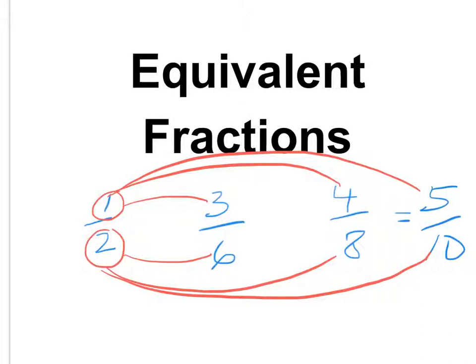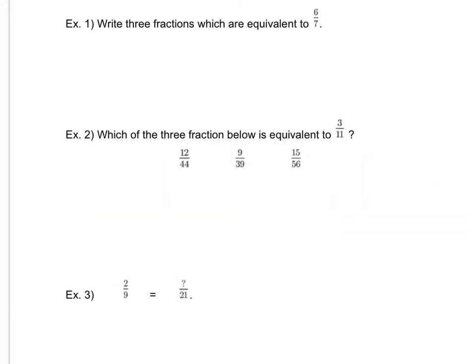Okay, so let's have a look at examples. First one, this is the type of thing you can get. Write 3 fractions that are equivalent to 6/7. Okay, so we have 6/7. So let's look at the top and the bottom. To get a fraction that's equivalent to it, we're going to multiply the top by some number, and we're going to multiply the bottom by the same number. Doesn't matter what the number is. So for example, I'll go the top by 10.